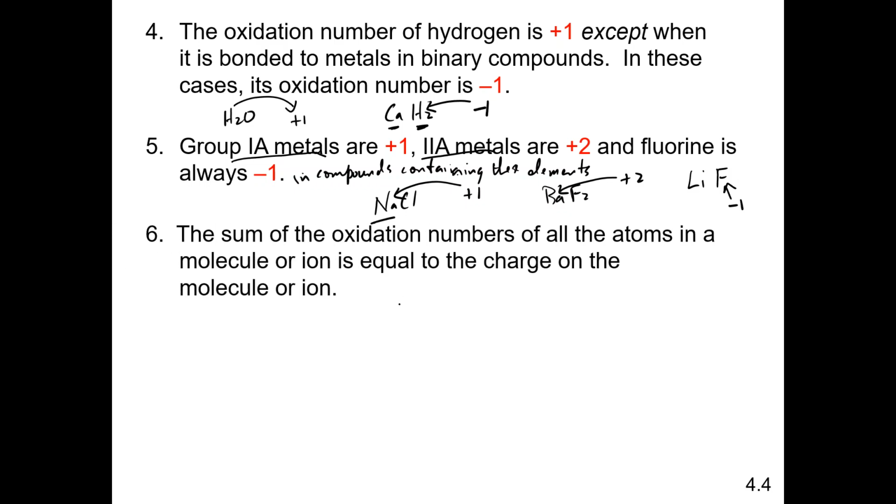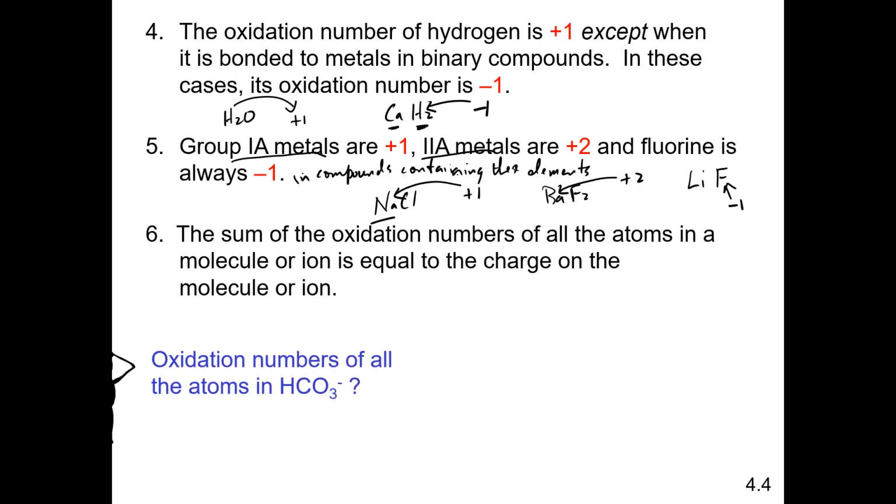Okay, and then now we get to a very interesting rule right here. It talks about the fact that the sum of the oxidation numbers of all the atoms in a molecule or ion is equal to the charge on that molecule or ion. So what this is saying is that if you have a molecule or ion and you add up all the oxidation numbers of all the atoms represented in that formula, then the sum of those oxidation numbers will be equal to 0 in the case of a molecule, or the charge in the case of a polyatomic ion.